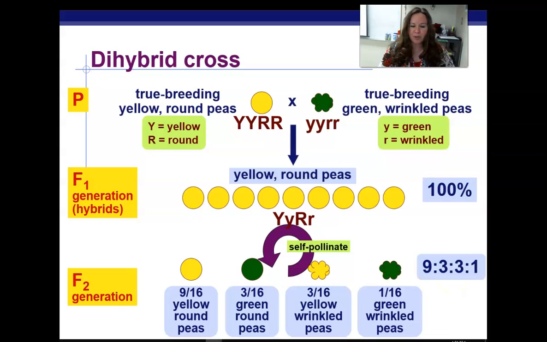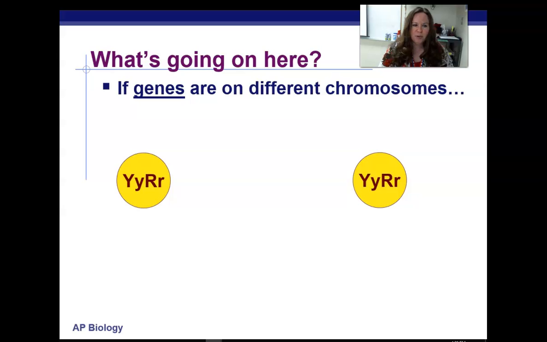There's our F2 generation. So because they're all out of 16, we get a 9 to 3 to 3 to 1 phenotypic ratio. Again, that's the phenotypic ratio, the characteristic, the look of the peas. Genotypic ratio would be different. So 9 to 3 to 3 to 1 phenotypic ratio.